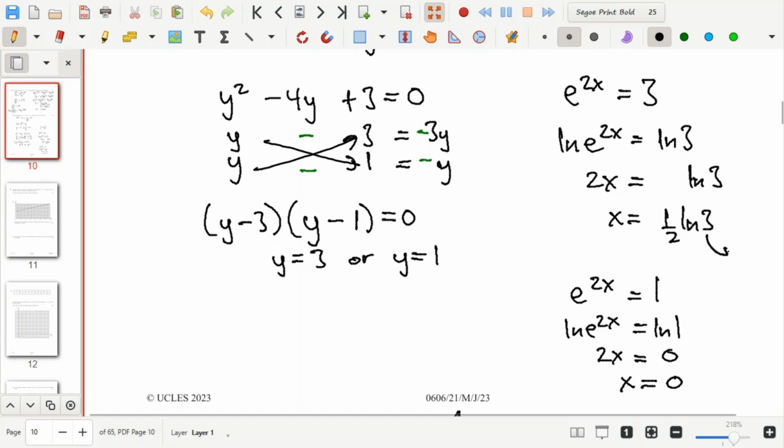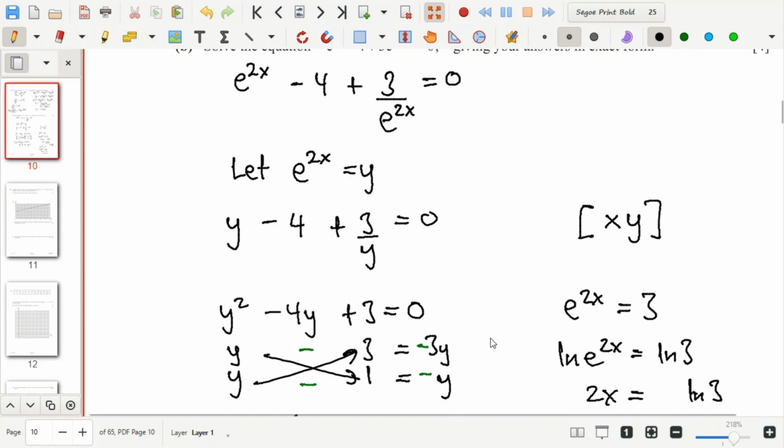I hope you know that this one can be written as ln 3 to the power half, which is the same as ln of the square root of 3. Okay, so they can tell you to leave your answer like this. So yes.